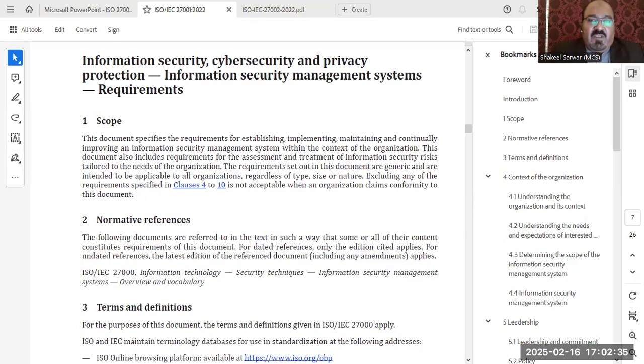Excluding any requirements from clause 4 to 10 is not allowed or prohibited. Exclusions can only be made against ISO 27001 Annex A controls. All exclusions should be justified and detailed in the organization's statement of applicability, as we discussed in detail while creating the statement of applicability, or SOA, earlier, basing on Annex A. Any exclusions made must not affect the ability or responsibility to provide information security that meets security requirements as determined by risk assessment and regulatory requirements.